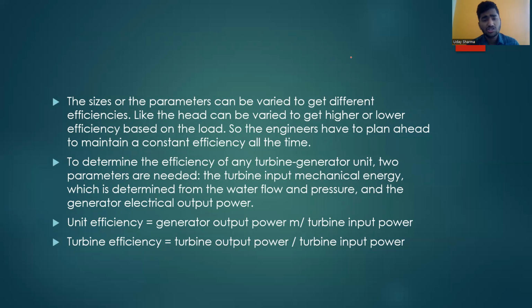To determine the efficiency of any turbine generator unit, two parameters are needed. The turbine input mechanical power, which is determined from water flow and pressure, and the generator electric output power. The unit efficiency is the generator output power divided by the turbine input power, and the turbine efficiency is the turbine output power divided by the turbine input power. Let us discuss this briefly.